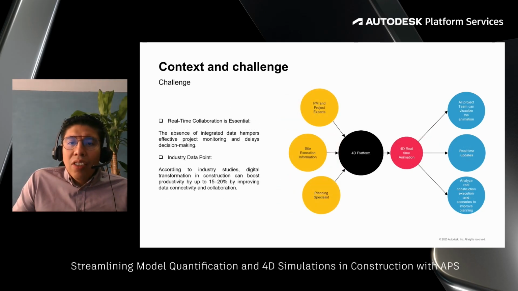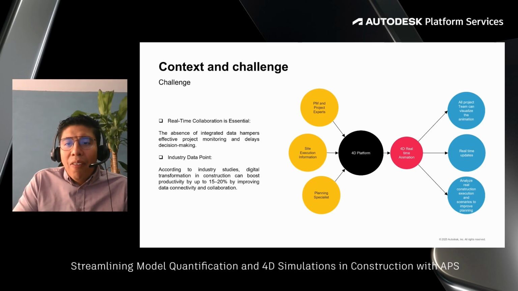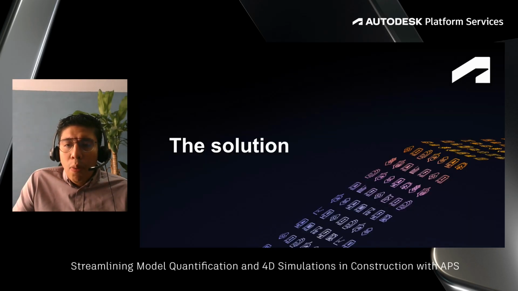Okay, that was the context, the challenge. Well, we use Autodesk Platform Services to connect all this information and have everything together, and also provide these tools, including the viewer and all the data from the model. That was the challenge, and also the industry point. According to the industry, digital transformation in construction can boost productivity by 15% or 20%. So if you have your industry connected and everything in one platform to be reviewed, you will gain a lot of time and have success in your project.